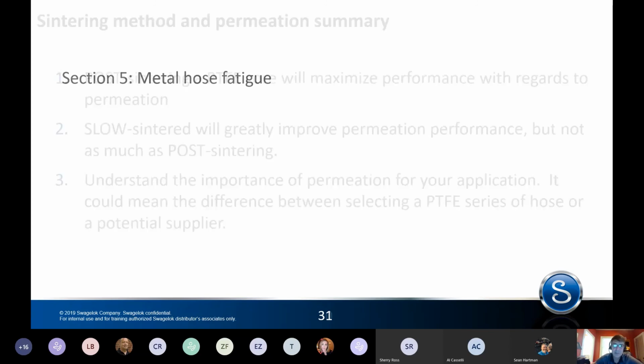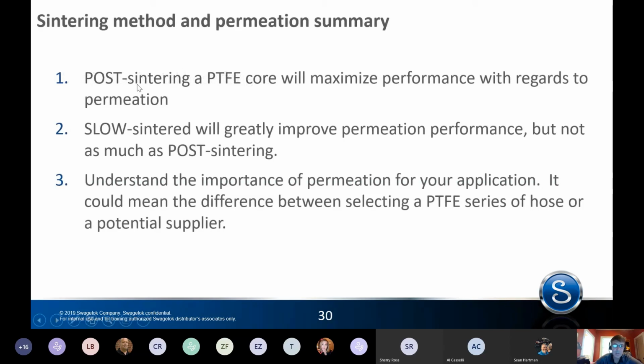Swagelok's products, if you're interested: we have one product that's post-sintered, and that's our T series, BHTs and MBHTs, which we all consider one product. That's post-sintered. All of our other Teflon products are slow sintered. We have no products that are not sintered. But if you're looking at a different supplier, it's always important to understand how theirs are made as well, of course.